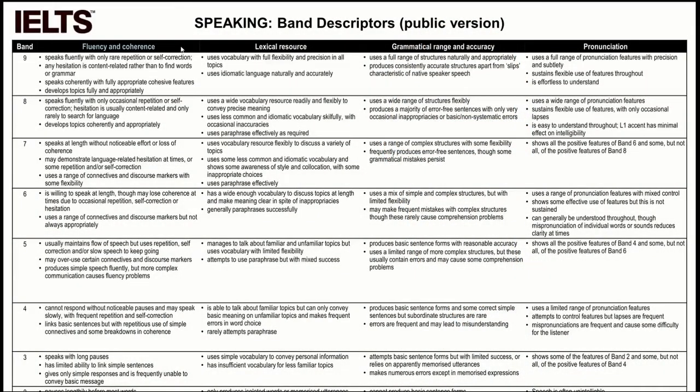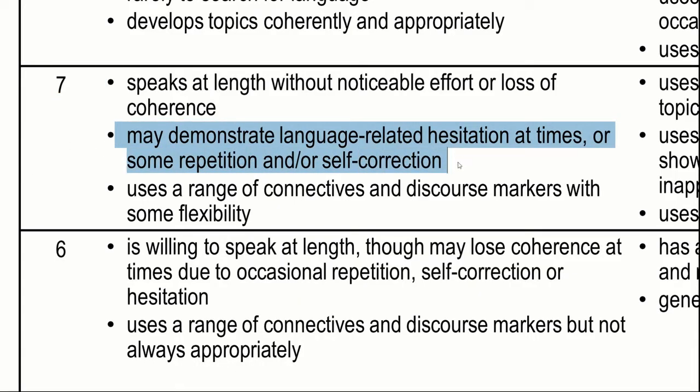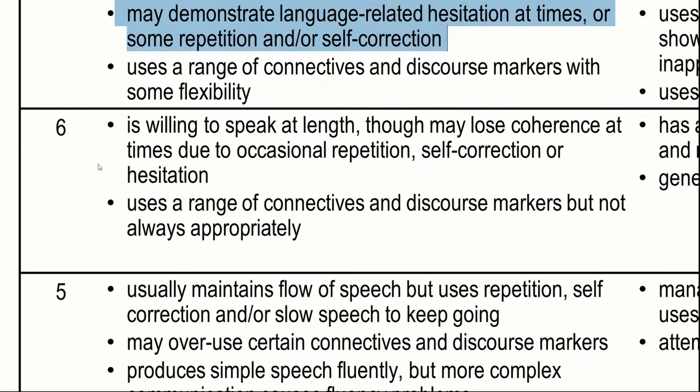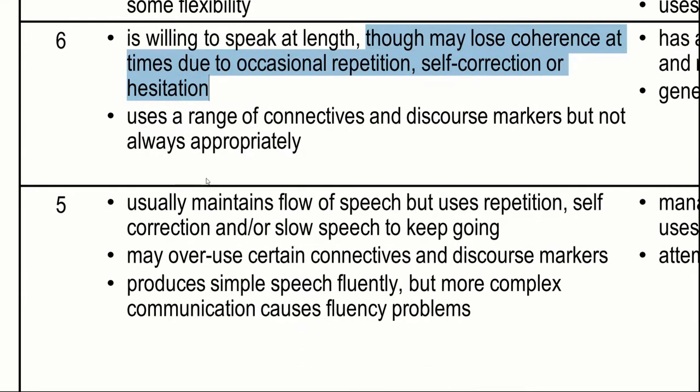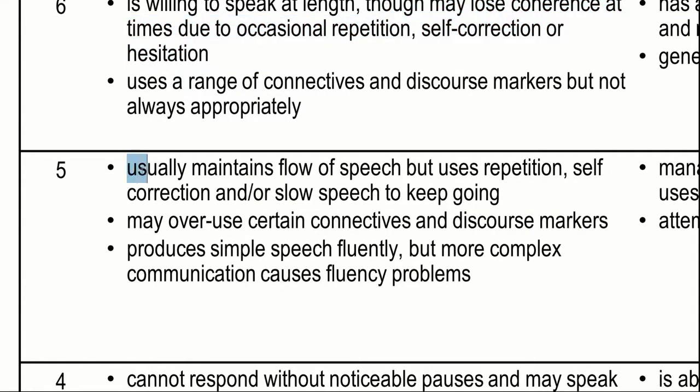If you have a look at the band descriptors, you'll see that for a band 7, they sometimes use language-related hesitations. A band 6 uses more, and these affect coherence. And a band 5 will rely on hesitations as well as alternative techniques such as repetition or self-correction to keep going.